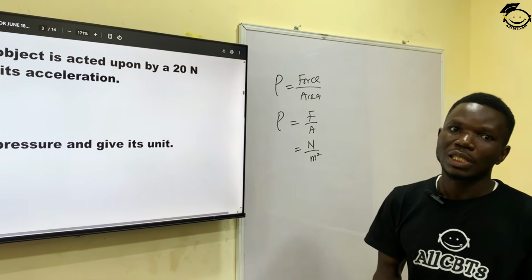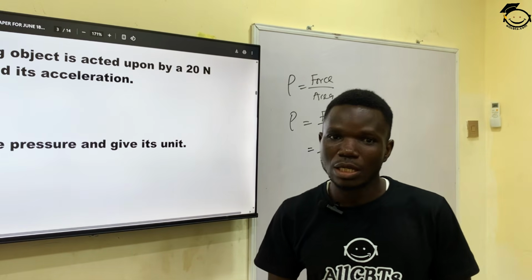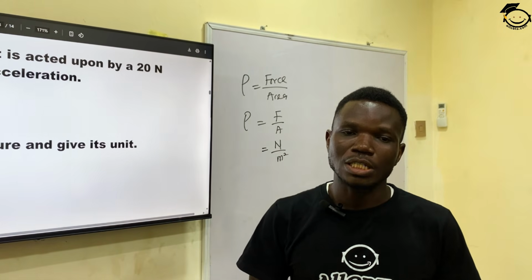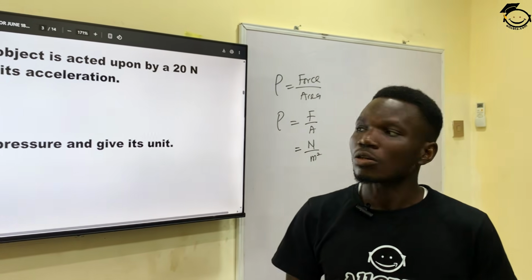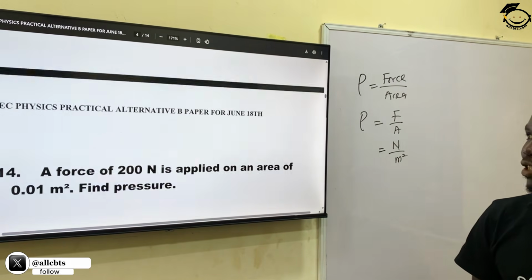Newton per meter square. You can also see other units of pressure like torr. You can also see Pascal. You can also see atmosphere. You can also see bar. All of these are units of pressure. And so moving on to the next question.